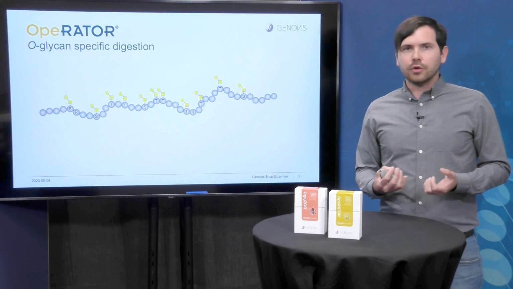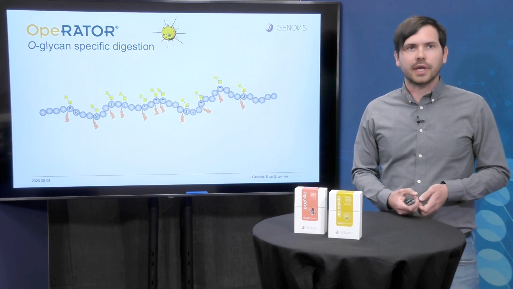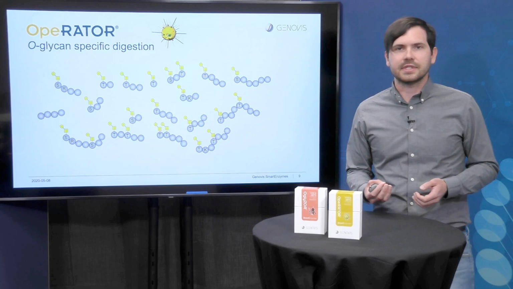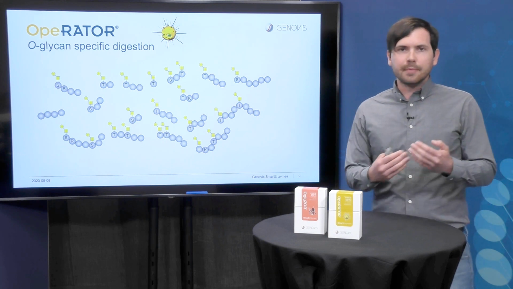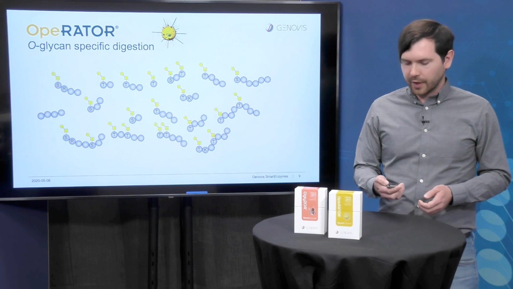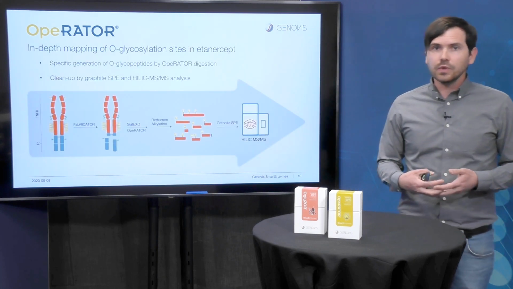So if we move back to our cartoon model protein, if you would digest something like this with OpeRATOR, what you would get is this. A large panel of overlapping O-glycopeptides which you can identify by LC-MS and map out all the different sites. Having these overlaps gives an additional level of confidence that your identifications are actually correct. What does this look like in practice?